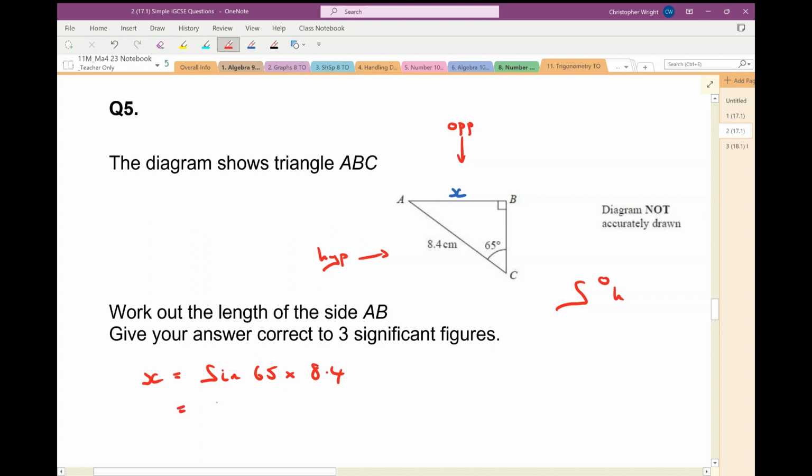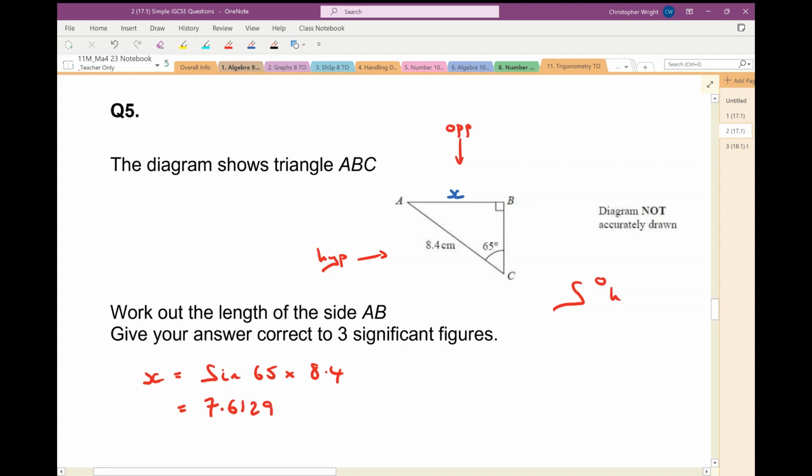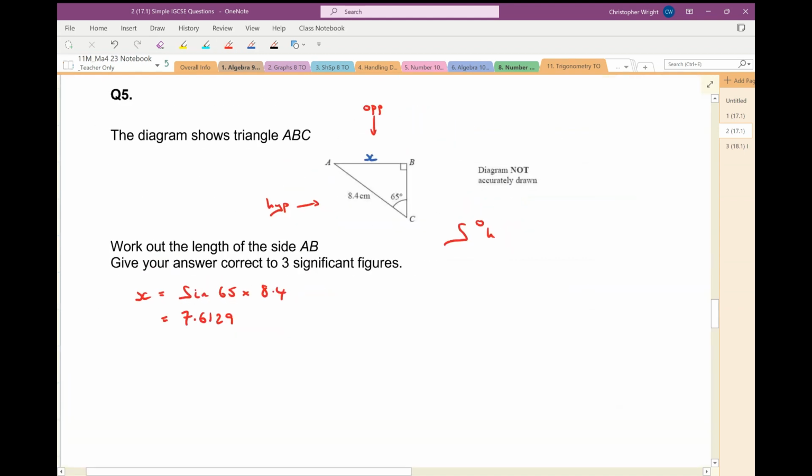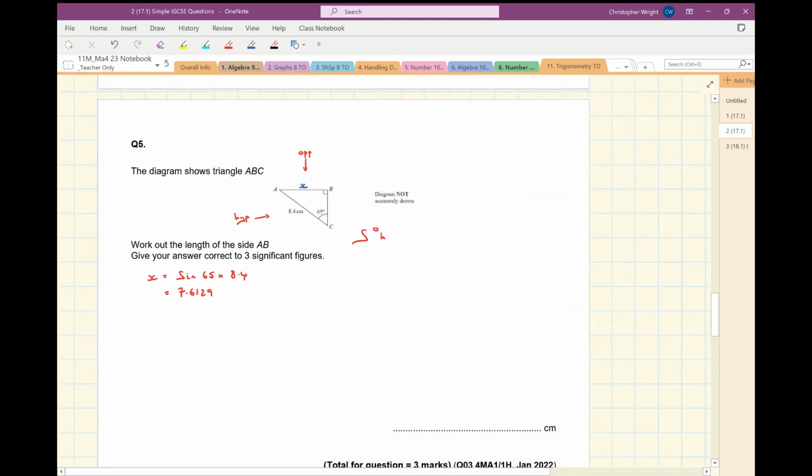On my calculator I get 7.6129, and I'm asked to give my answer correct to 3 significant figures. So the answer is going to be 7.61.